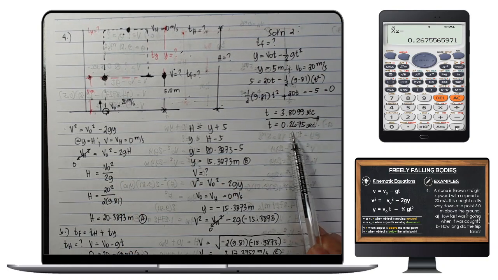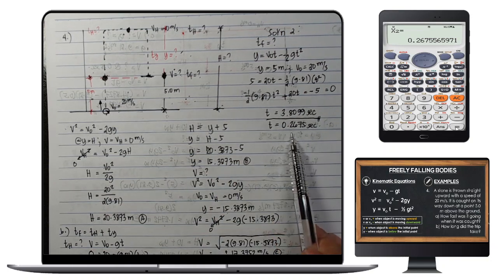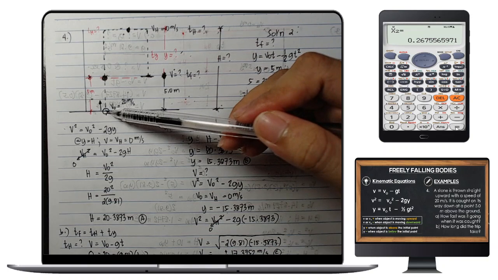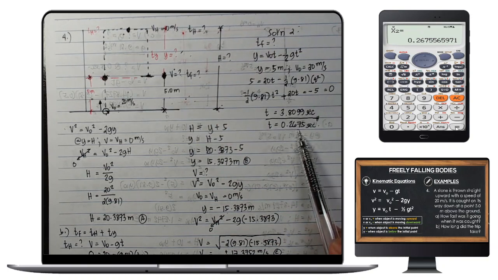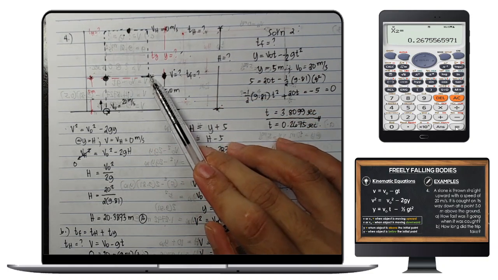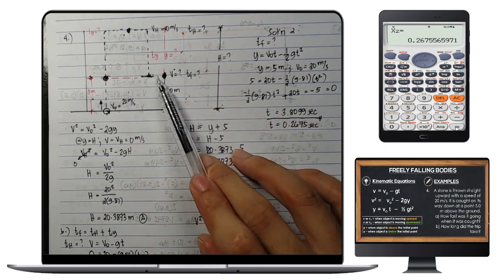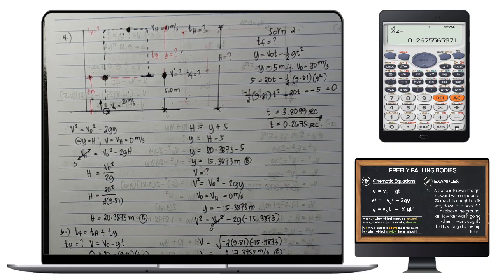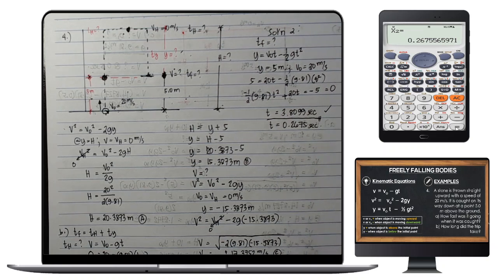So, this 0.2675, ibig sabihin lang nito, the ball will reach the 5-meter mark after 0.2675 seconds for the first time. So, yung before reaching the maximum height, marireach niya si 5-meter mark after 0.2675 seconds. And after reaching the maximum height on its way down, pag kinatch siya at 5 meter mark. So, yung time of flight natin dito is itong mas malaki, which is 3.8099. So, parehas lang. So, mas mabilis yung ating solution 2.